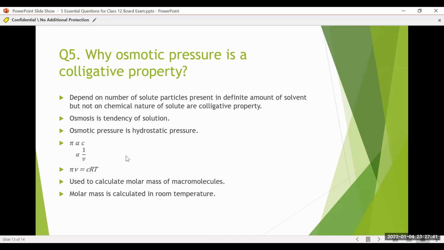We are writing a simple formula for osmotic pressure. Therefore, we put a constant instead of the proportional sign. So pi V equals C into R into T. R is your gas constant, T is the temperature in Kelvin scale. So you will get the expression pi V equal to CRT. आपको osmotic pressure का expression sums के लिए मिल गया, pi V equal to CRT, where pi is osmotic pressure, V is volume, C is concentration, R is gas constant, T is temperature in Kelvin scale.